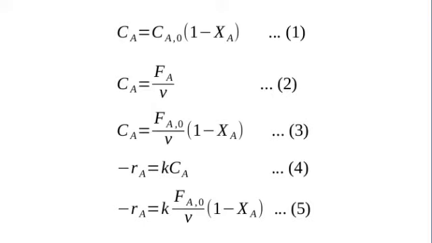Here we start with some basic formulas that you are familiar with already. Equation number 1 defines the concentration in terms of conversion, and the second is the concentration defined as molar flow rate and volumetric flow rate. Equation 3 is the manipulation of equation 1. Equation 4 is the rate constant. Then you put the value of C_A in equation number 4, and you will get equation number 5.